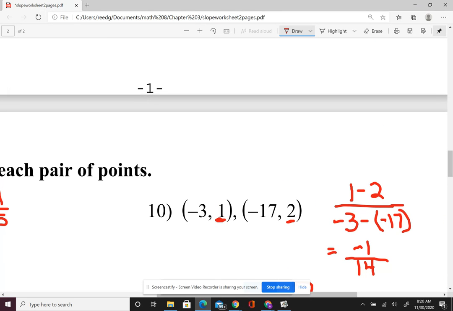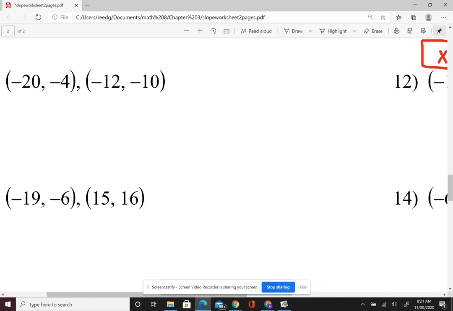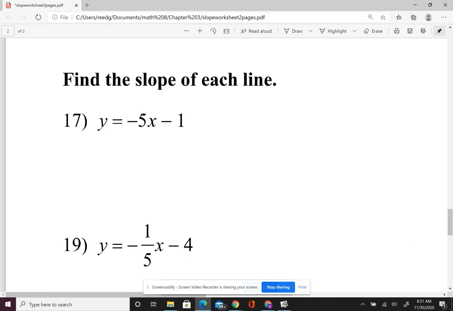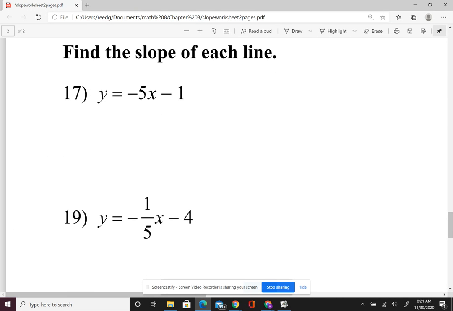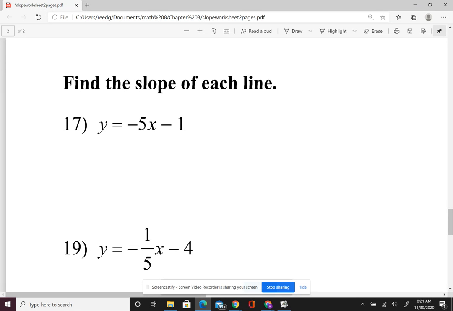And then follow this formula. Is that all we're doing for this assignment? Well, there's one more part. The other way that you can find the slope is from an equation. And if the equation is solved for y, because our equation says y equals mx plus b, once we have it in that form, this number in front of the x is the slope.